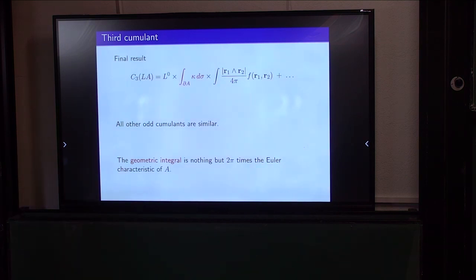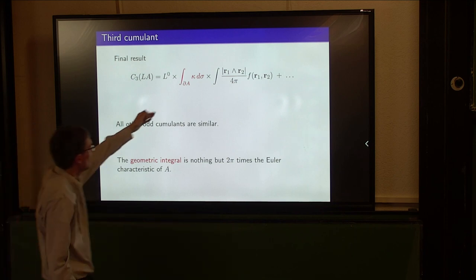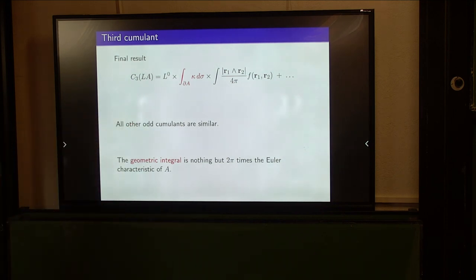So now I talked about the variance. I said this scales like the perimeter, okay? And this is actually true of all the even cumulants, okay? But the odd ones are a little bit weird. Actually, you can show that the surface term, or the area law term, or the boundary law term, actually vanishes. So the first term that is non-zero is actually a constant. And you can show it's proportional to the integral of the geometric curvature of the boundary. Which means by Gauss-Bonnet, this is just the Euler characteristic.